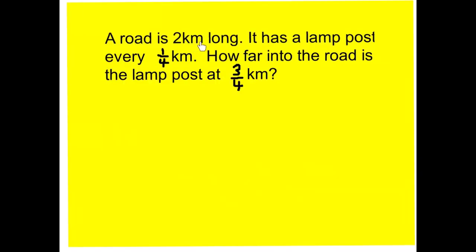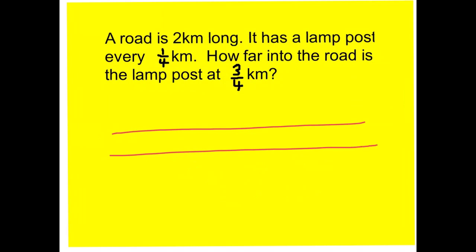A road is 2 kilometres long. It has a lamppost every quarter of a kilometre. How far into the road is the lamppost at 3/4 of a kilometre? Again, the question is testing our ability to convert lengths from kilometres to metres. A quick little drawing can help lots of people to understand this question. So if you have a 2 kilometre road, and we have a lamppost at every quarter of a kilometre.